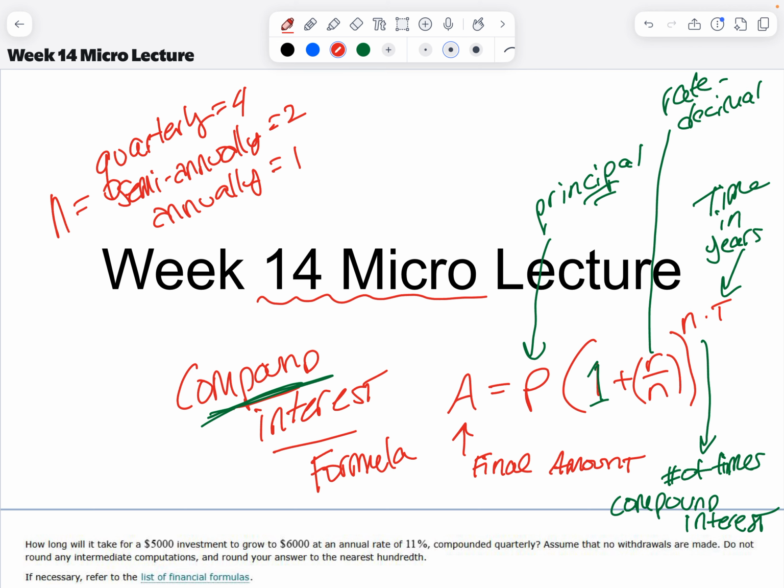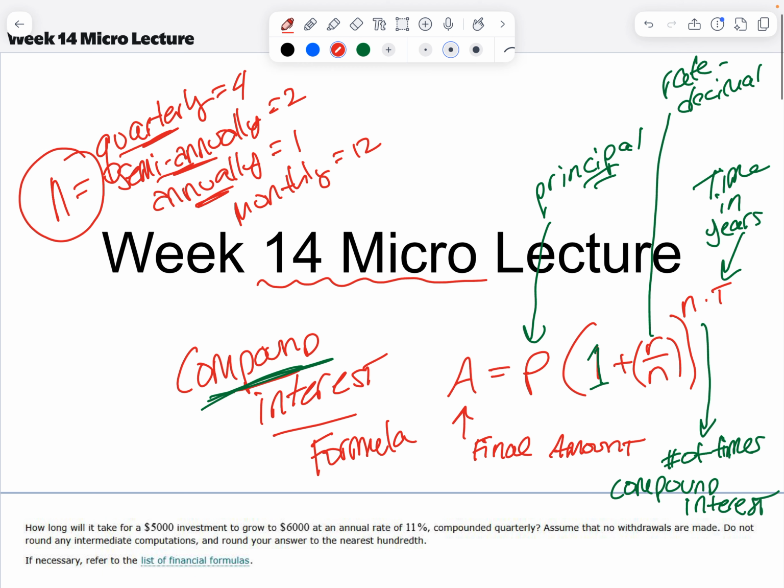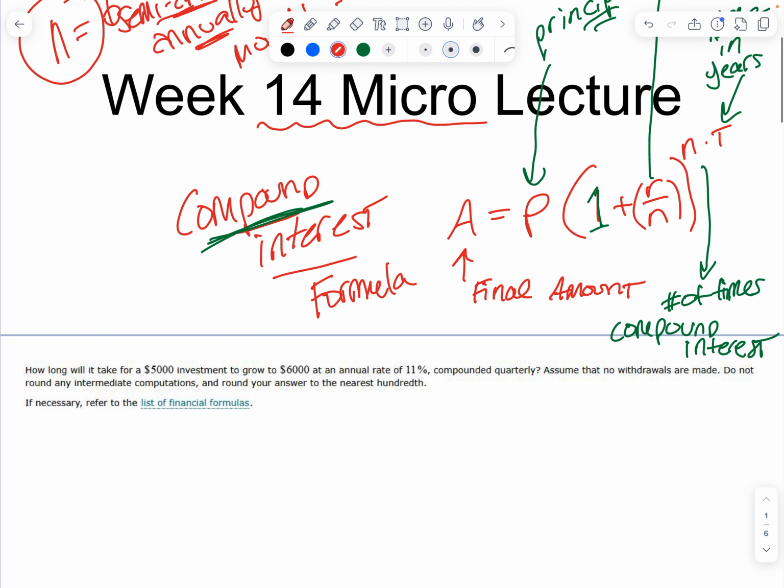And you look in the problem, they'll tell you whether it's quarterly, annually, semi-annually. Some banks do it monthly. That would be 12 times a year. So just be aware on your N. Okay, the question they're asking is how long? So right away, I'm alerted to the fact that we're going to be looking for T. So we're going to search for T.